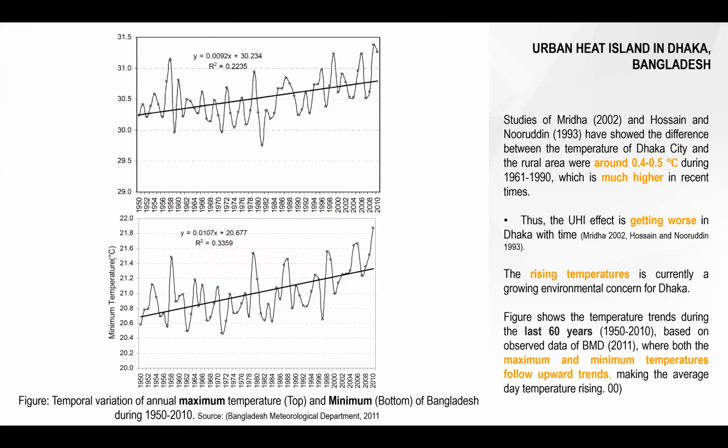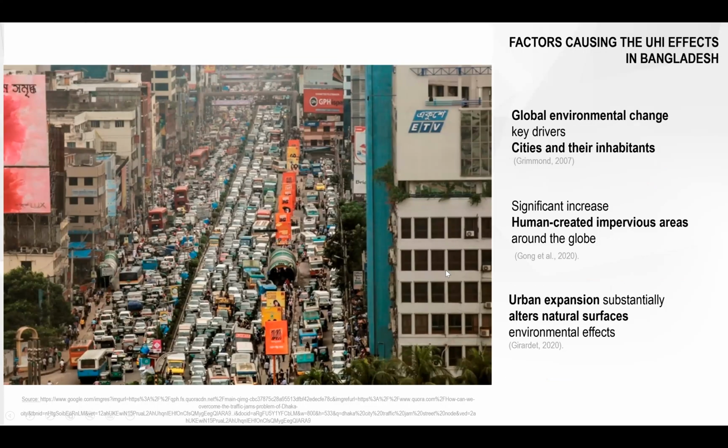If we look at the urban heat island effect in Dhaka, we can see it is getting worse day by day. And the maximum and minimum temperatures over the last 60 years are showing upward trends. Due to the significant increase of human-created impervious area and urban expansion, which is altering all the natural surfaces to hard surfaces, we are facing the urban heat island effect. This is the condition of Dhaka city now, where we are losing all the vegetation, green spaces and natural surfaces, and therefore we have a very strong urban heat island effect.